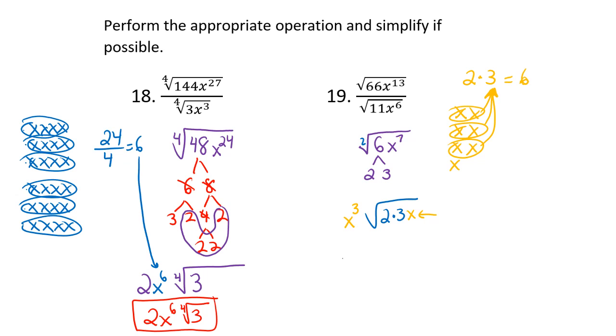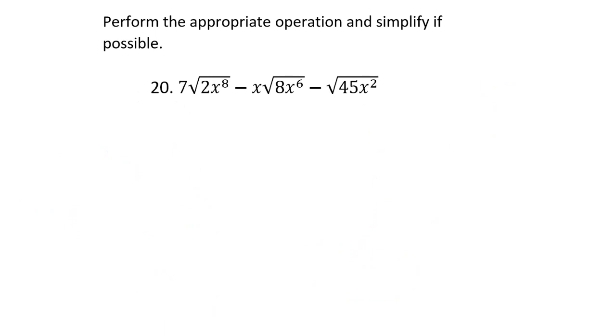So just kind of clean this up. We have x to the 3rd. The index is the invisible 2, so it's even. And our exponent is odd, so it should have absolute value signs. 6x inside the square root. There you go.